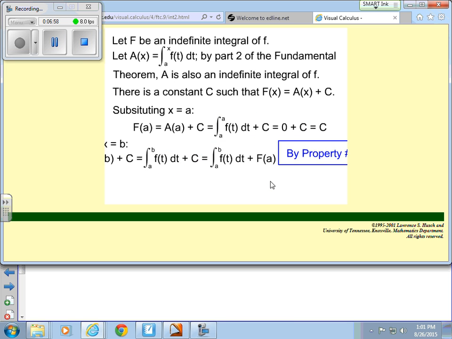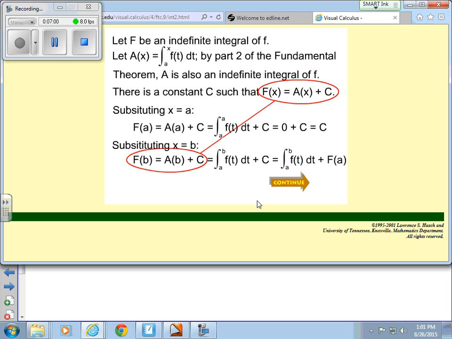Property of integrals, we got that. So then, if I put in a b instead of a c, the antiderivative at b would be the integral from a to b of f of t dt plus c, which would be the integral from a to b of f of t dt plus f of a. I kind of wish they hadn't thrown in the a function, but that's okay.